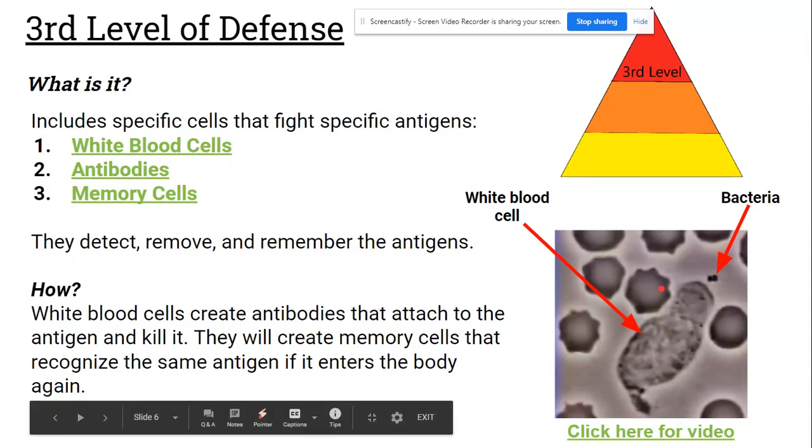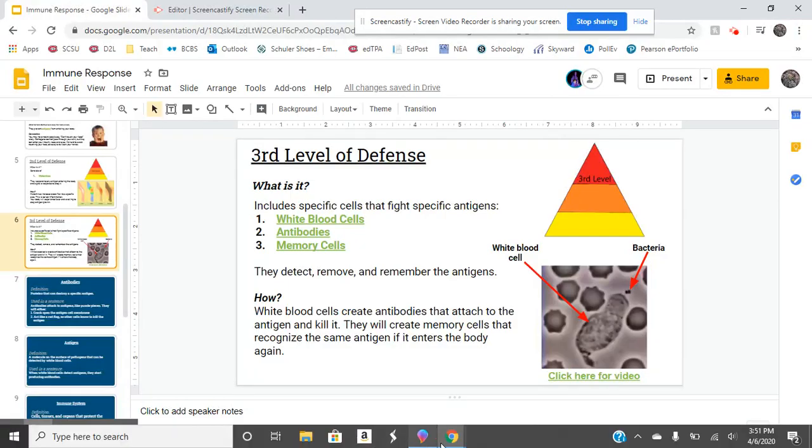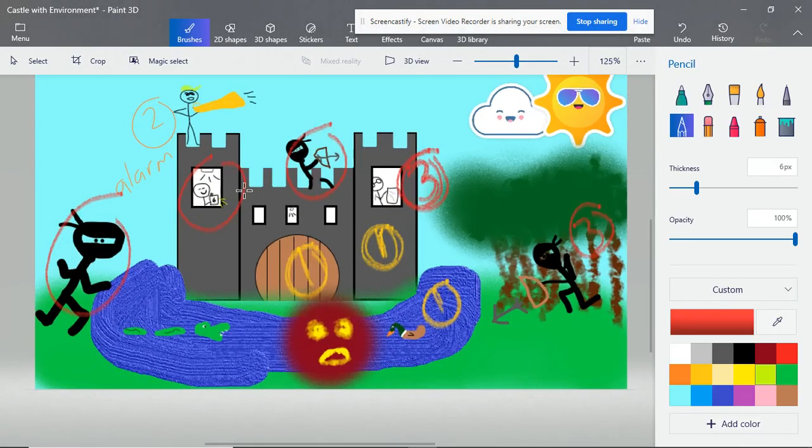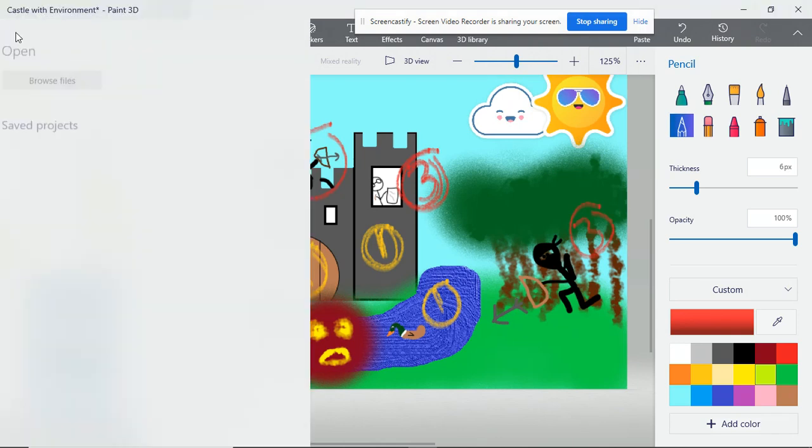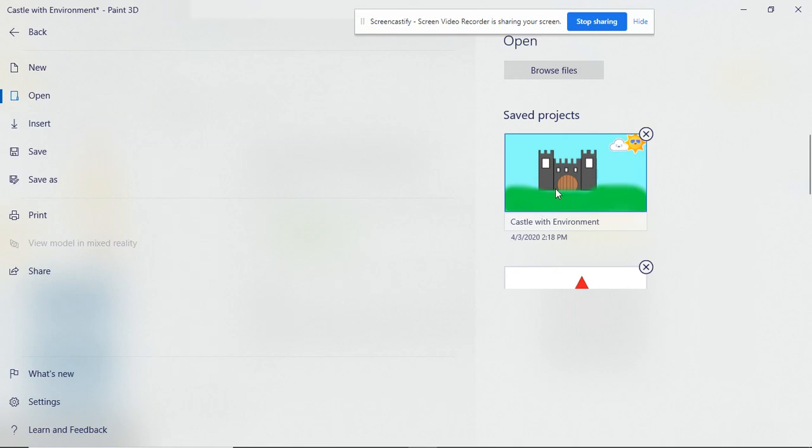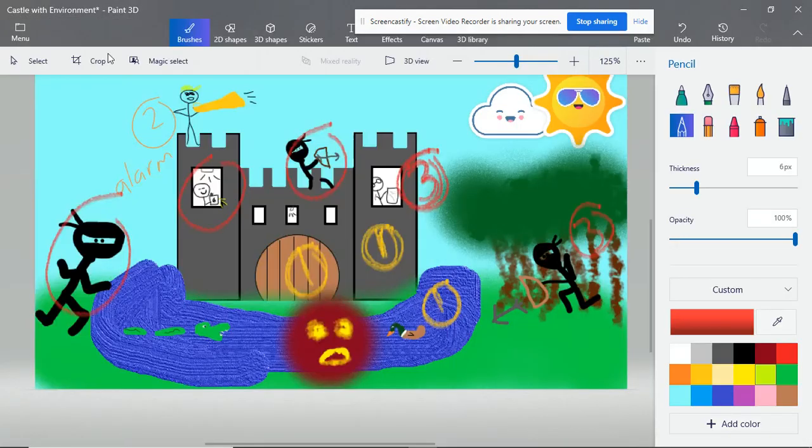So that is the third level of defense. One last look at this beautiful drawing I have here. Again, this was just meant to be an analogy to represent your immune system. I say that and now looking at it, it looks a little bit chaotic. But I will give you your own castle outline so that you can make your own drawing.